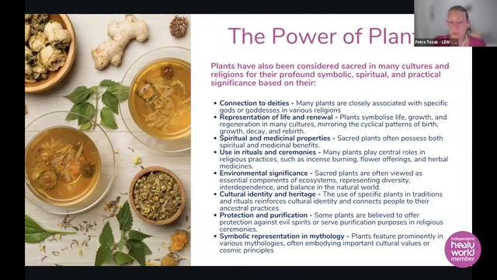And they also have a symbolic representation in mythology. Plants feature prominently in various mythology stories and in history, often embodying important cultural values or cosmic principles. Like my country has a leaf of a tree. I don't even know how it's actually called in English. As a national tree. And that tree is actually really beautiful because you can use probably everything of the tree. And it smells delicious.